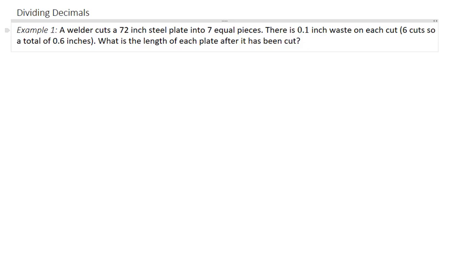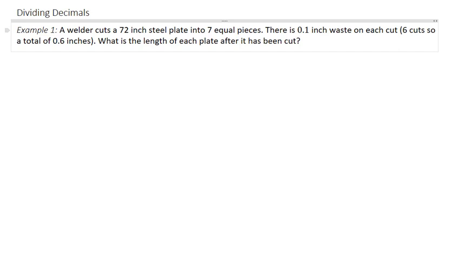Dividing decimals. Example 1. A welder cuts a 72-inch steel plate into 7 equal pieces. There is 0.1 inch waste on each cut. So there are 6 cuts, so a total of 0.6 inches of waste. What is the length of each plate after it's been cut?